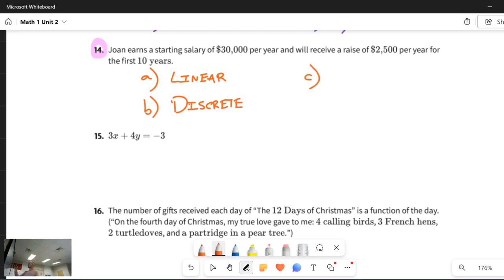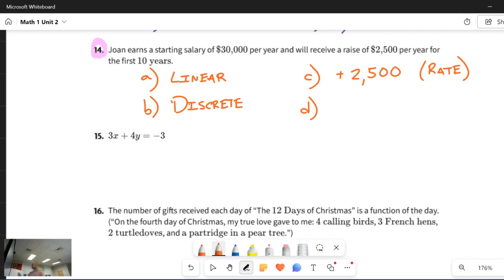Part C was asking us to figure out what is going to be the common difference or the common ratio. Since this is linear, we're looking for the common difference, which is going to be a positive 2,500. And I'm sorry, I'm going to write in here that this was a rate or common rate.